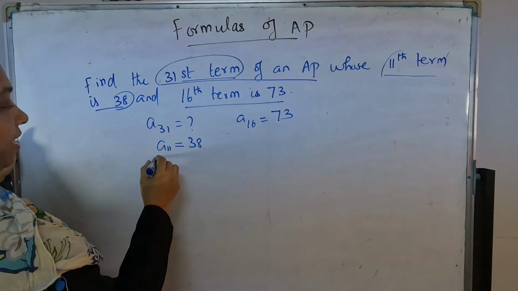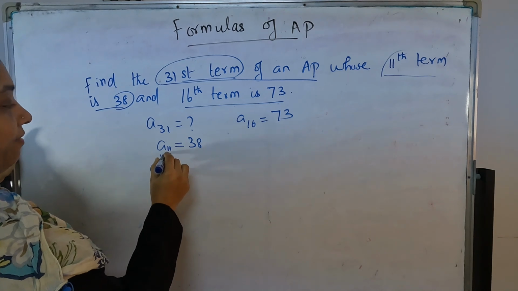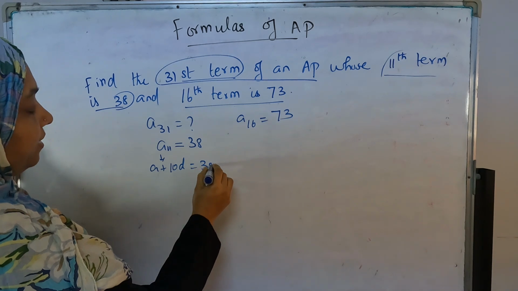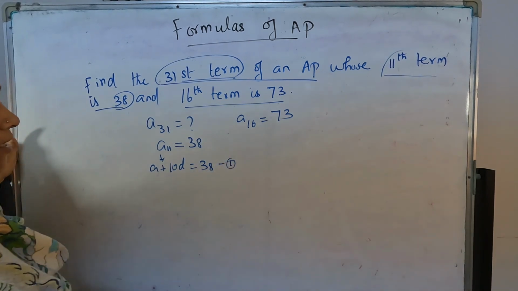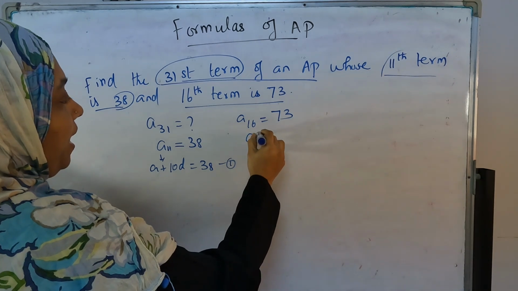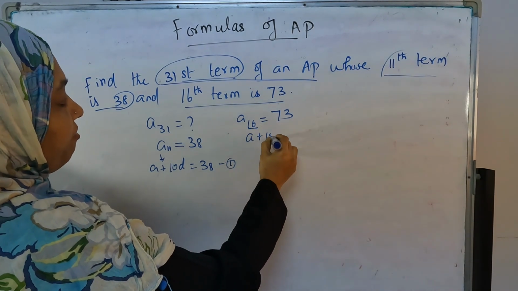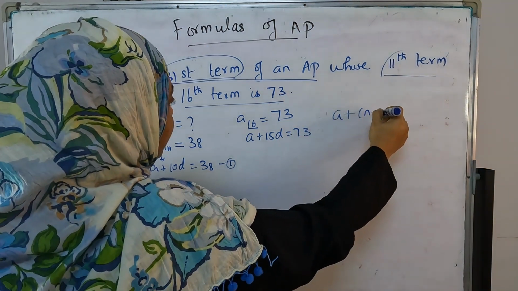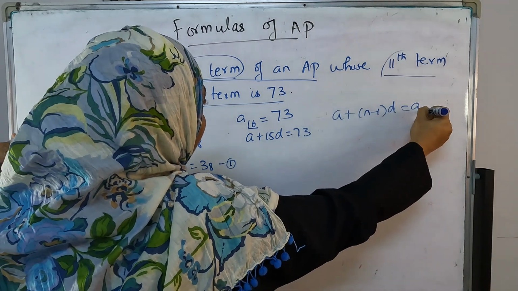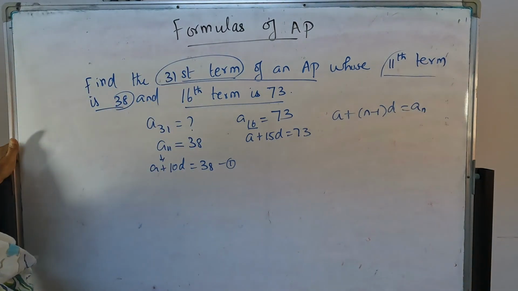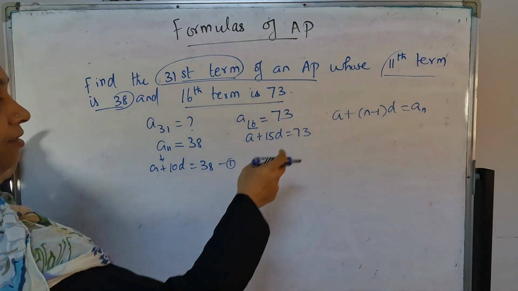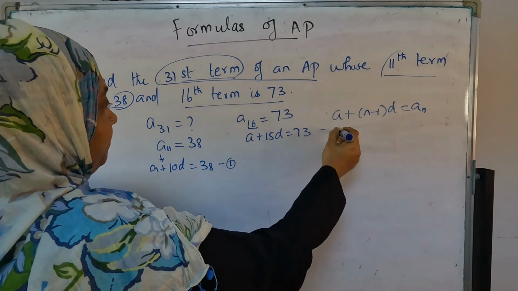So A11, how will we write it expanded? A plus 10D, and write 38. This is our first equation. And here A16 means A plus 15D. How did it come? Based on the formula An equals A plus n minus 1 into D, we expanded. Otherwise directly write A plus 16 means 15D. This is our second equation.